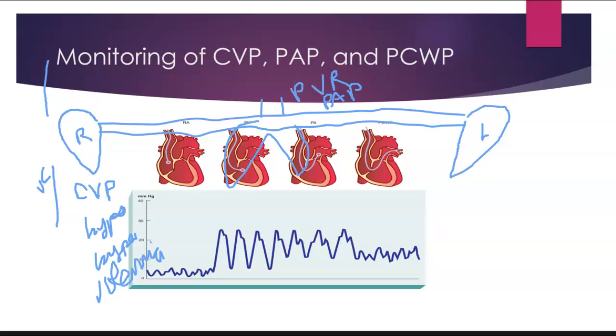My left side of the heart, or my pulmonary capillary wedge pressure, reflects the left side of the heart, and my cardiac output is a reflection of everything downstream. So everything downstream is ultimately affecting my cardiac output and stroke volume.